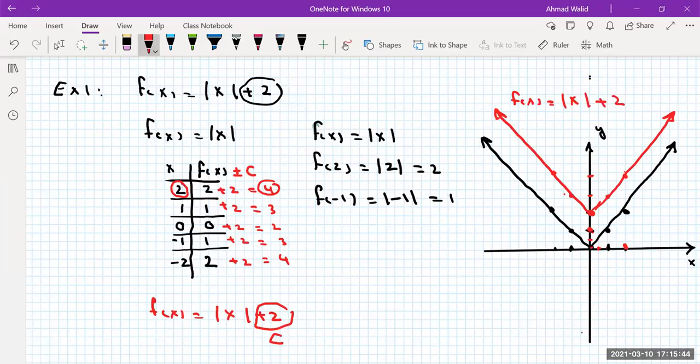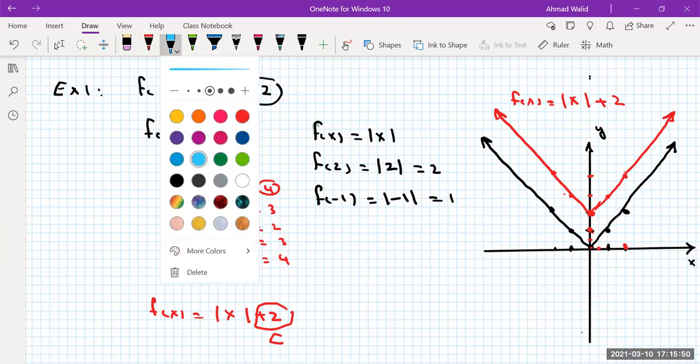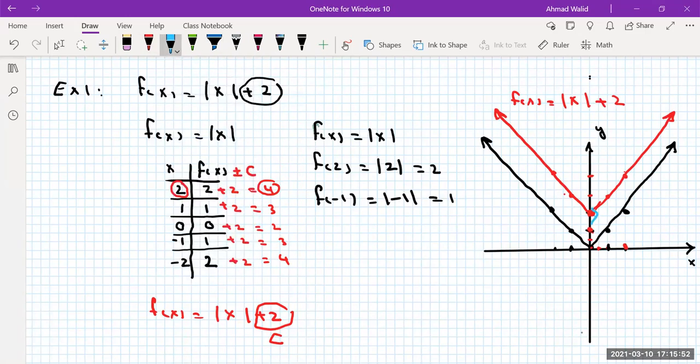I shifted the graph 2 units. You see, 1 unit, 2 unit. The graph shifted 2 unit. Look at the blue. 1 unit, 2 unit. The graph shifted 2 units upward. If it was -2, all the points shifting 2 units from the parent graph, 2 units down. Correct?